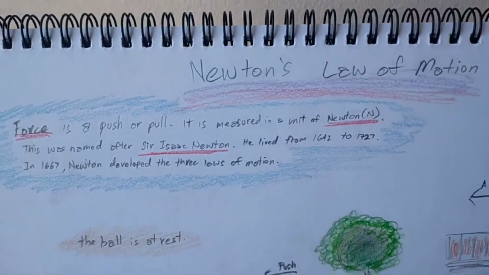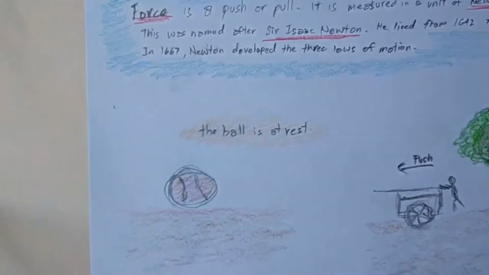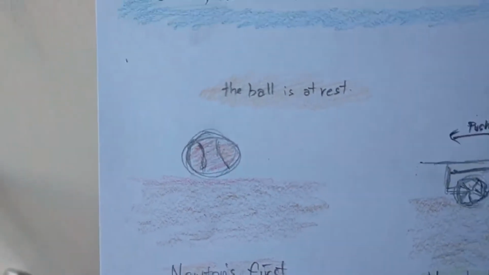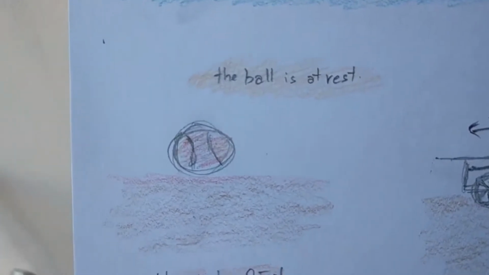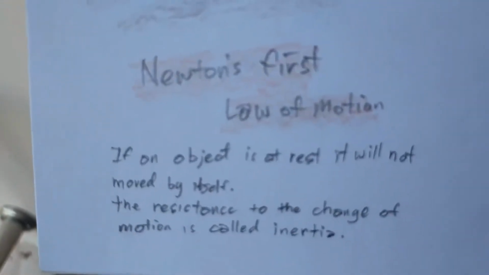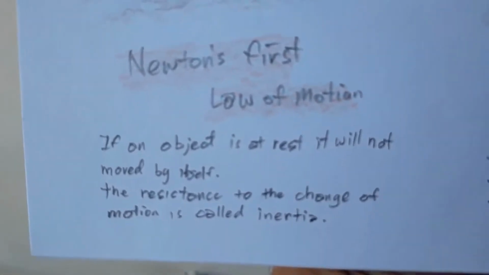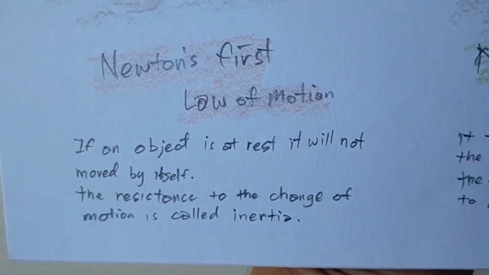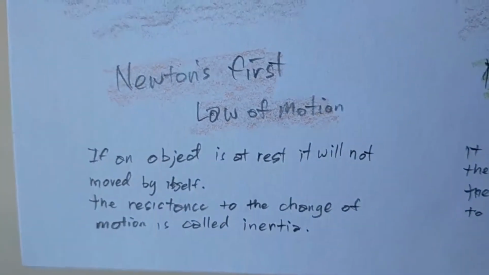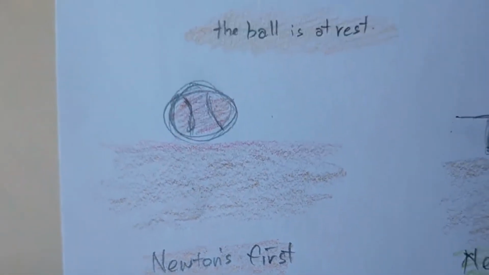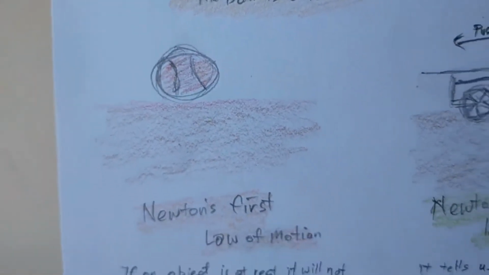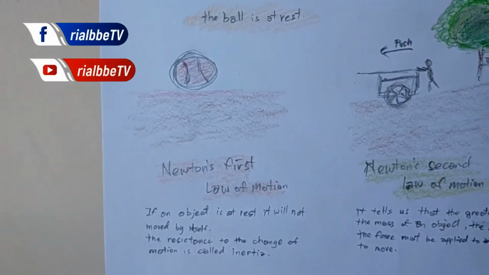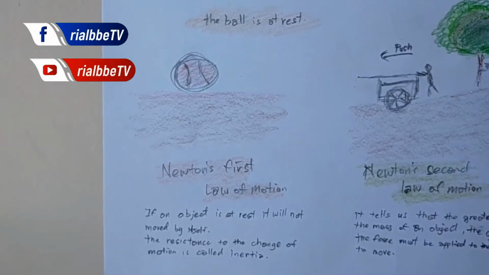The first law of motion states that if an object is at rest, it will not move by itself, or if no force is applied to it. An object at rest will remain at rest unless a non-zero force acts on it, and an object that moves at constant velocity will continue moving at constant velocity unless a non-zero force is applied to the object. This resistance to the change of motion is called inertia. So Newton's first law is called the principle of inertia.